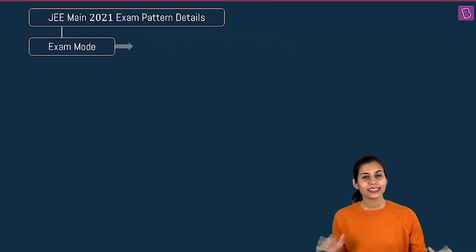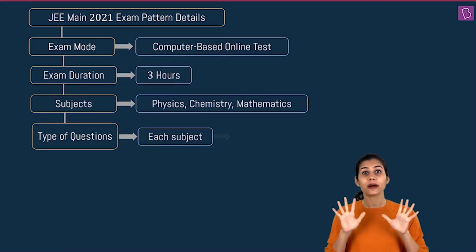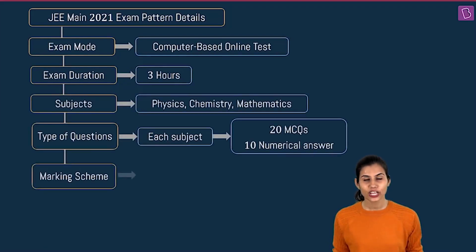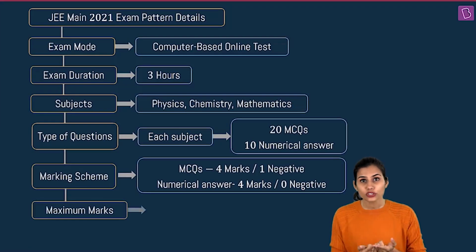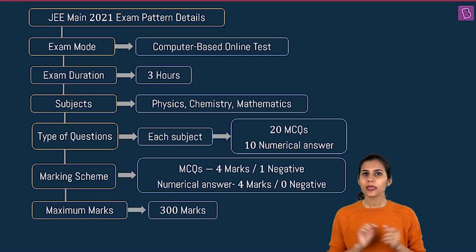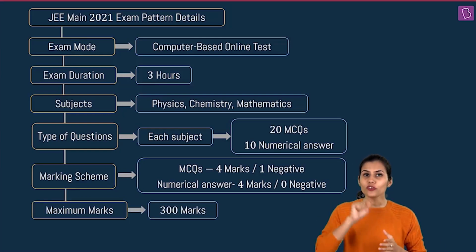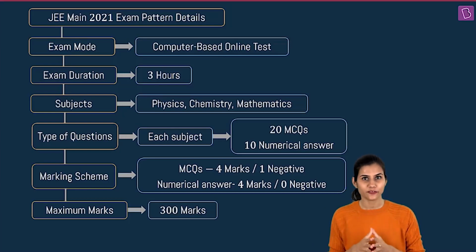Now, we all are aware that this paper was conducted in the online mode. So you were supposed to take this paper by sitting in front of a PC. Also, the total time allotted to you to complete this entire paper was 3 hours. This paper consisted of 90 questions, 30 from each subject: physics, chemistry, and math. But the good news is, out of these 90 questions, you were only supposed to attempt 75.